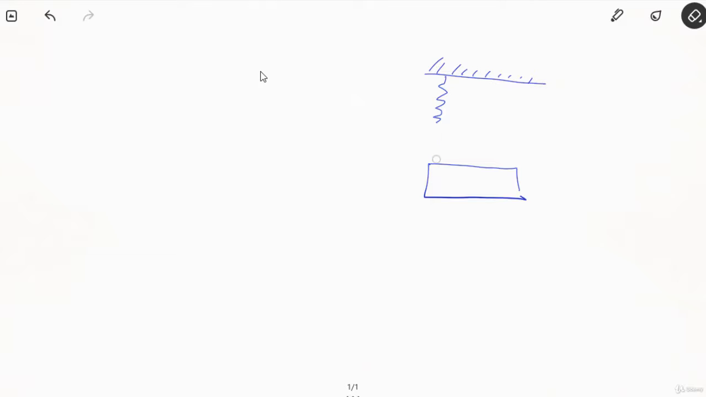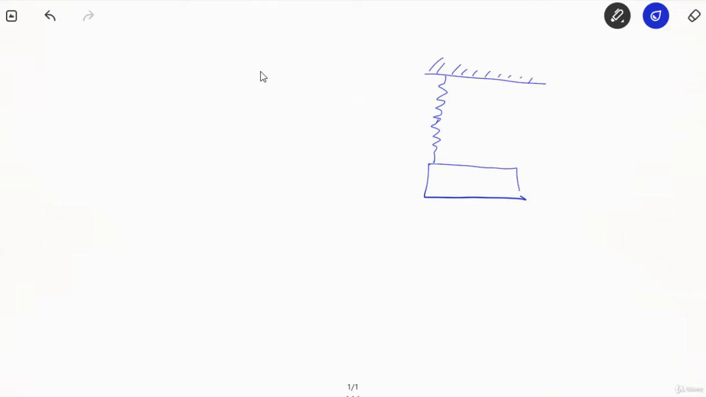Now this is one system. There is one mass m which is being supported with one spring, right? Okay, it's clear.